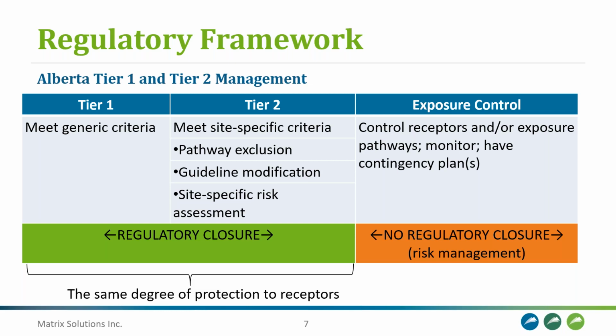So Tier 1 is meeting the generic criteria that have been developed for a given land use, which assumes that all receptors and exposure pathways are valid. Tier 1 incorporates some fairly conservative assumptions so that these guidelines are protective of the vast majority of sites.